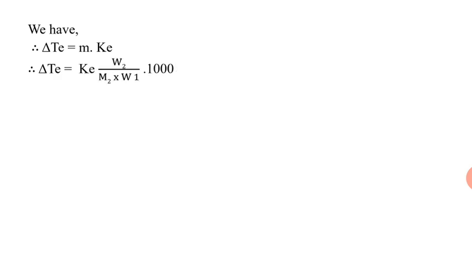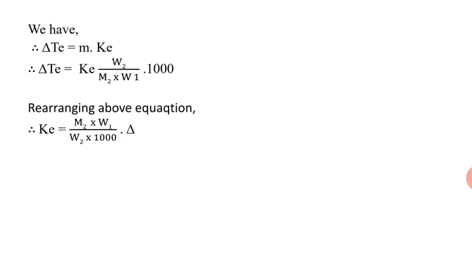Thus we have our equation, delta T is equal to M into Ke. Now putting the value of molality in the above equation, we get Ke is equal to W2 upon M2 into W1 into 1000. Rearranging the above equation to calculate Ke, Ke is equal to delta T into M2 into W1 divided by W2 into 1000.